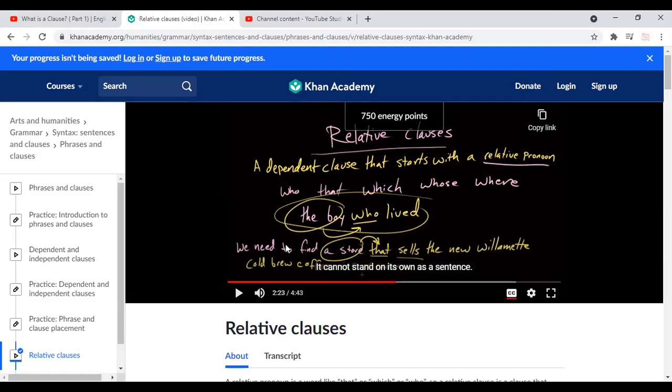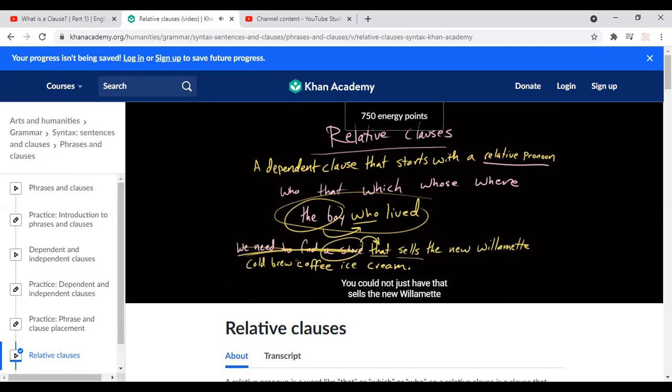So it's too easy. Just understand it. Don't memorize things without understanding. This is a rule in teaching, okay? Understand what is in front of you, and you're going to be able to say full meaningful sentences and write meaningful sentences using relative clauses, okay? So a relative clause is a part of this sentence. You could not just have that sells the new Willamette cold brew coffee ice cream. On its own, that doesn't work because the very presence of this relative pronoun requires more stuff to go on.